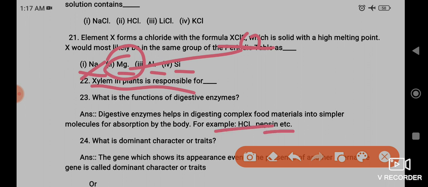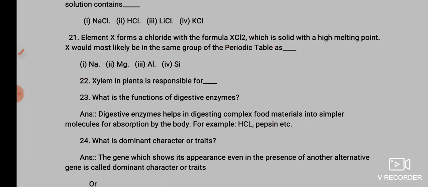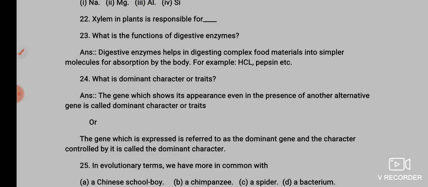Then, what are dominant traits or characters? Dominant traits or characters are those characters which show their presence even in the presence of another alternative gene. It is a very deep topic, but for this video just remember the definition from here: the gene which shows its appearance even in the presence of another alternative gene is known as a dominant gene. And one more, the opposite is the recessive gene.